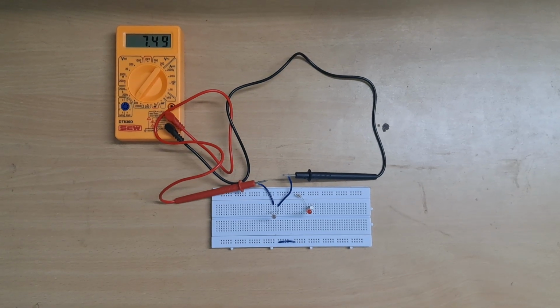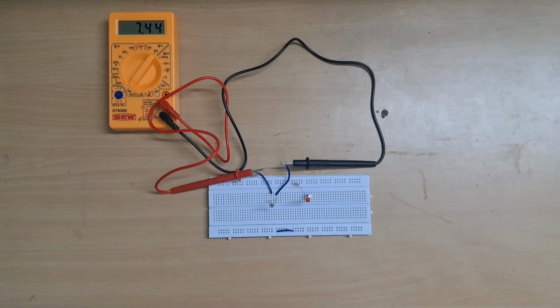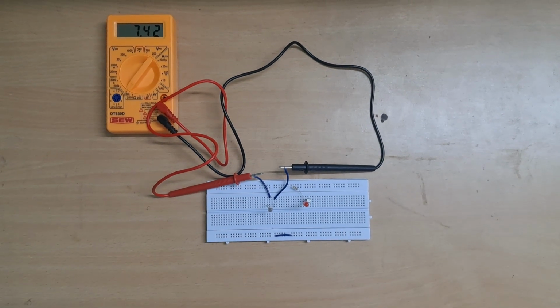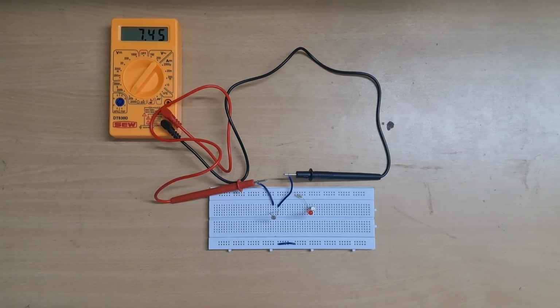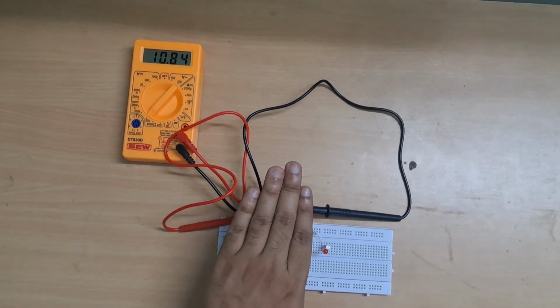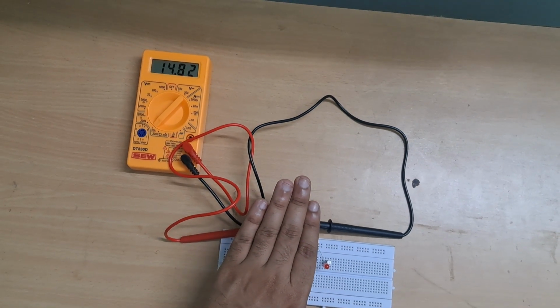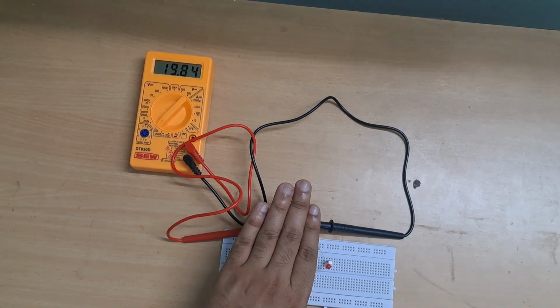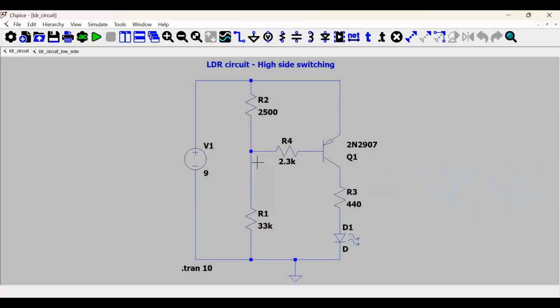I have now disconnected the rest of the circuit and I am measuring the resistance of the LDR. When the light is on, you can see here that it is 7.4 kilo ohms, and when I try to block the LDR from the light, it is around 18 to 19 kilo ohms. Hope you had a clear understanding of the circuit from the practical demonstration.